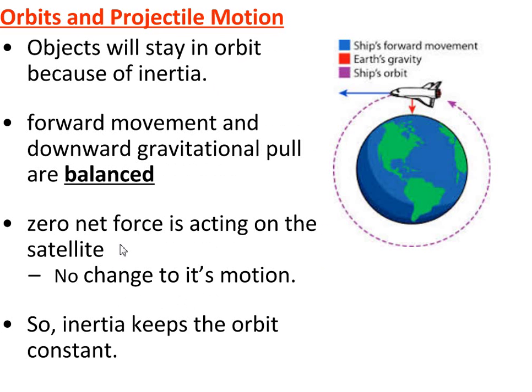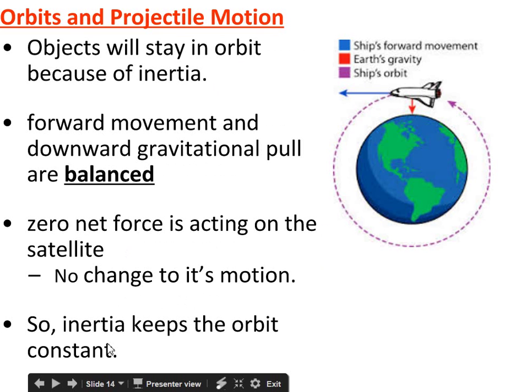Just like yesterday, we were looking at the PhET simulation. When you have zero net force, the thing wasn't moving. Well, that's exactly what it's supposed to do. Zero net force is not going to move an object. So inertia will keep this orbit constant.